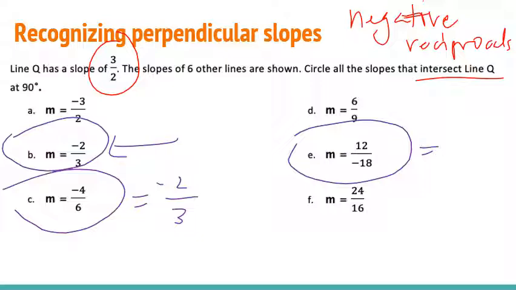And then here you do the same thing. You divide both the top and the bottom. In this case, the greatest common factor is 6. So you get 2 over -3. And remember, it doesn't matter if the negative's on the top or on the bottom. It's still a negative reciprocal.